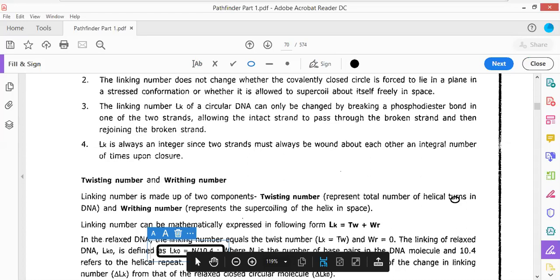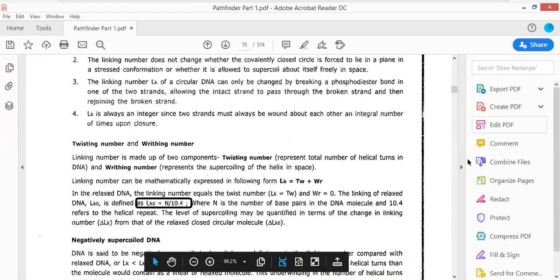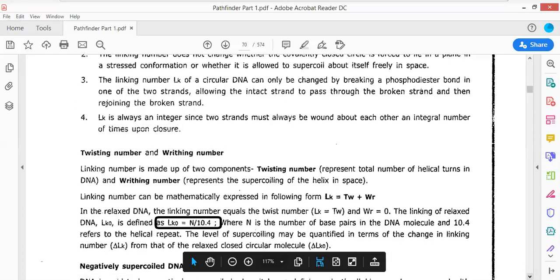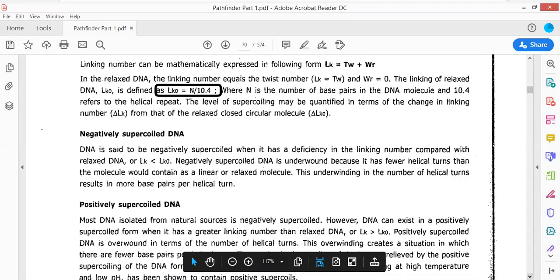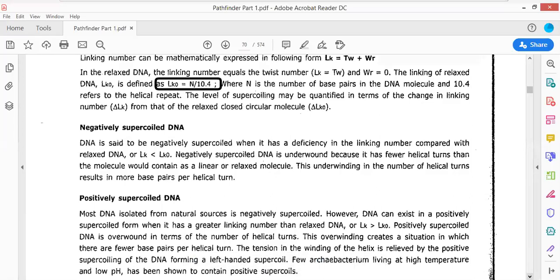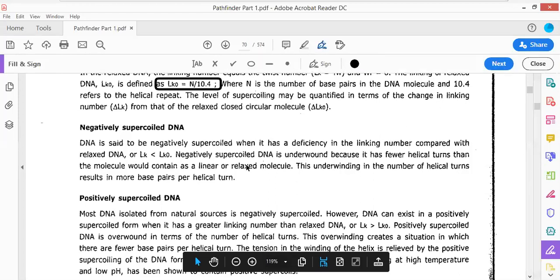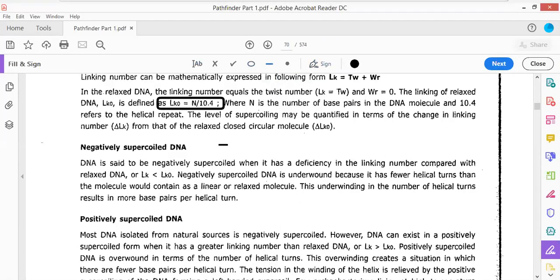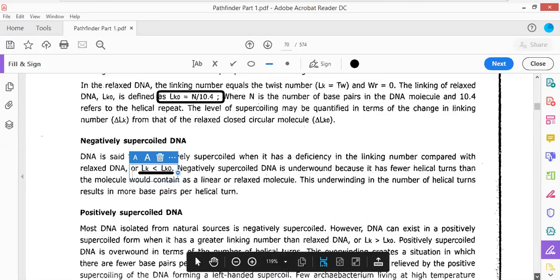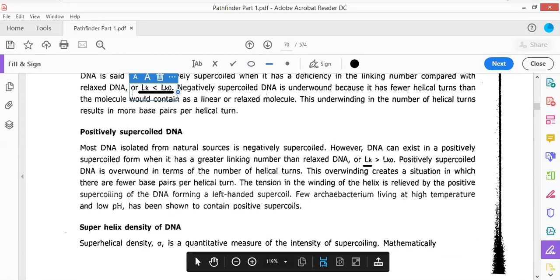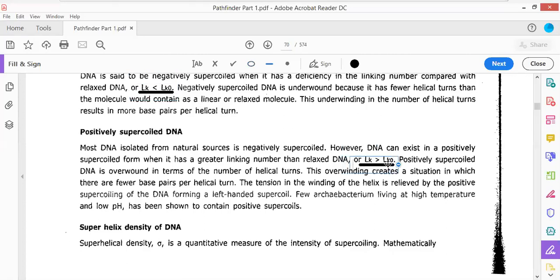Now moving forward, there is a specialized component given in Pathfinder which has not been discussed in the video. That is referred to as superhelical density. I have already explained what negative supercoiling and positive supercoiling are, and those have also been elaborated here in the theory. If LK is less than LK naught, the DNA is said to be negatively supercoiled. When LK is greater than LK naught, the DNA is said to be positively supercoiled.